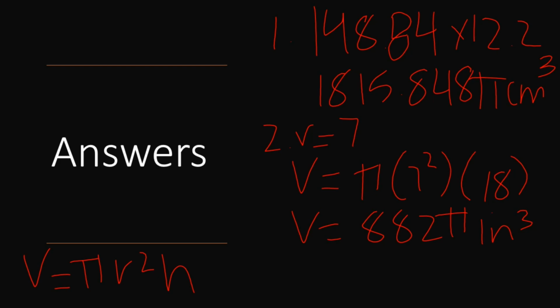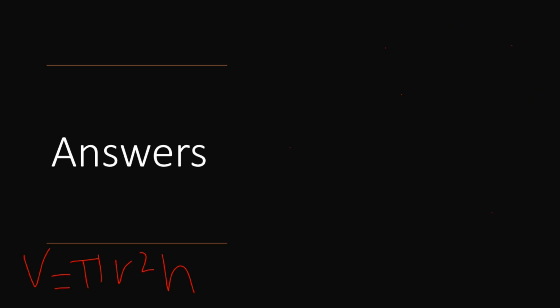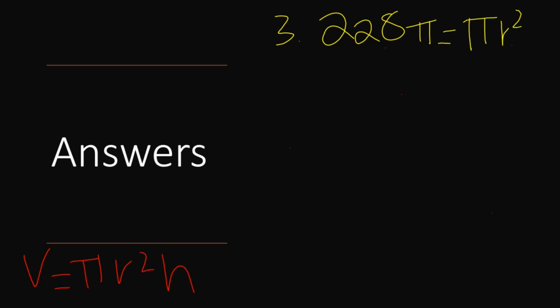Okay, hopefully you understood that. I'm going to go to the third problem now, I'm going to clear the board so we have room. So for the third problem, here they give you the volume, which is 228 pi, and the height. So if you plug it into the equation, 228 pi equals pi r squared with the height of 2, you can solve for r.